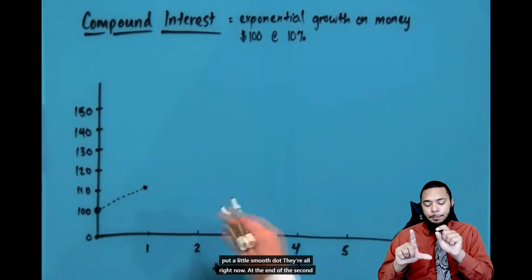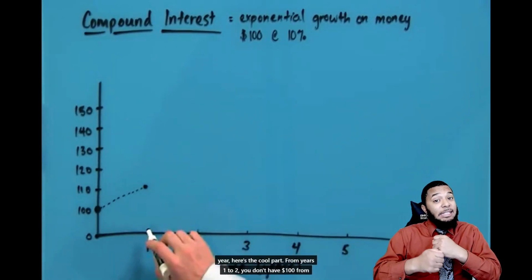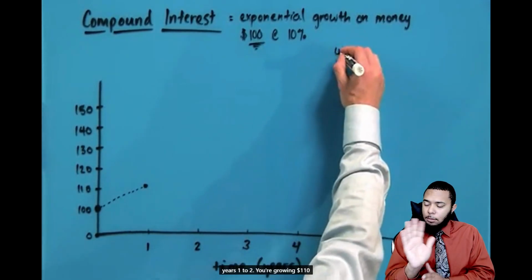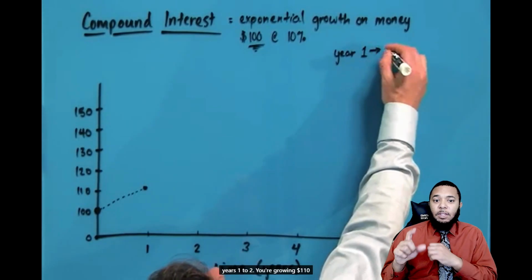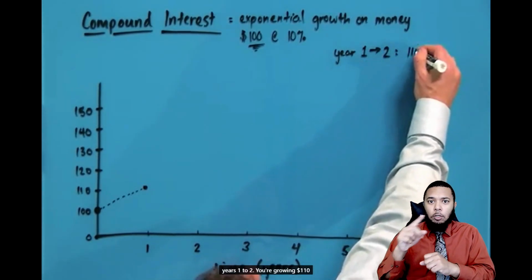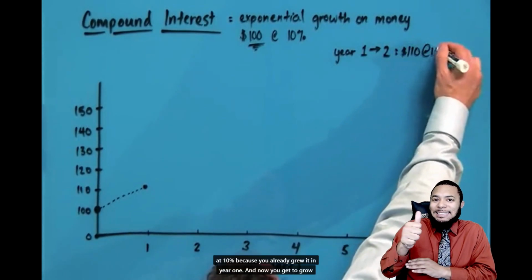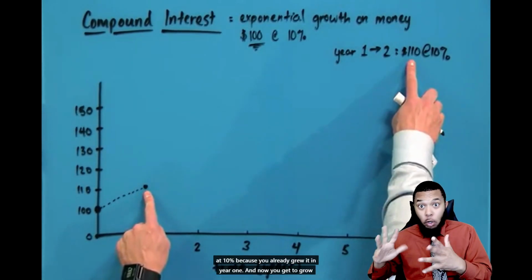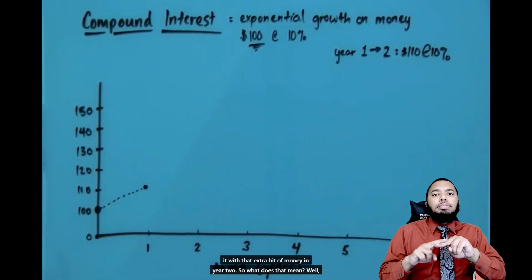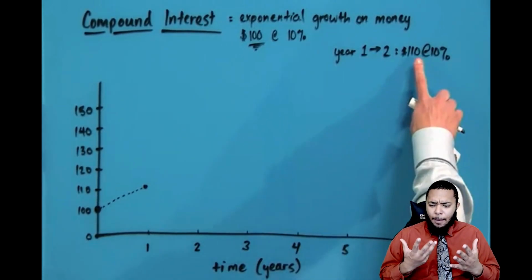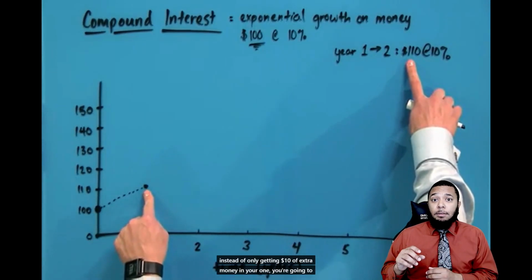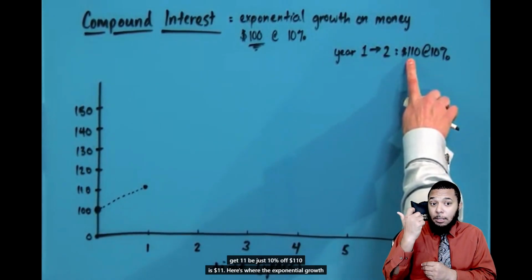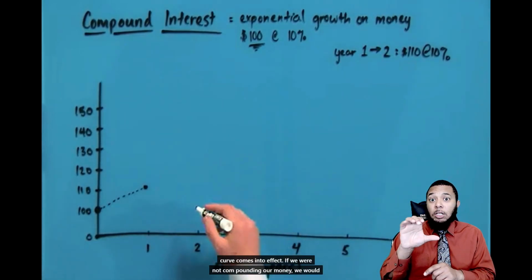All right. Now at the end of the second year, here's the cool part. From years one to two, you don't have $100. You're growing $110 at 10%, because you already grew it in year one, and now you get to grow it with that extra bit of money in year two. So what does that mean? Well, instead of only getting $10 of extra money as in year one, you're going to get 11, because 10% of $110 is $11. So here's where the exponential growth curve comes into effect.